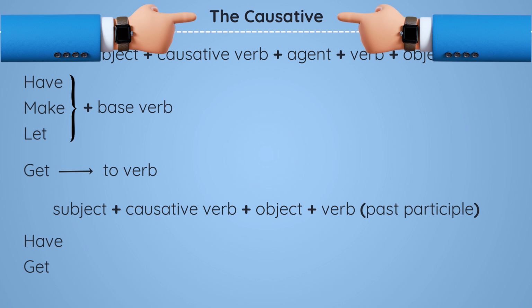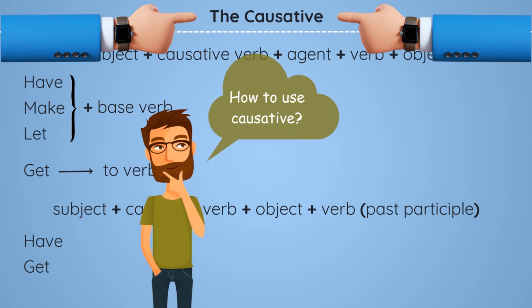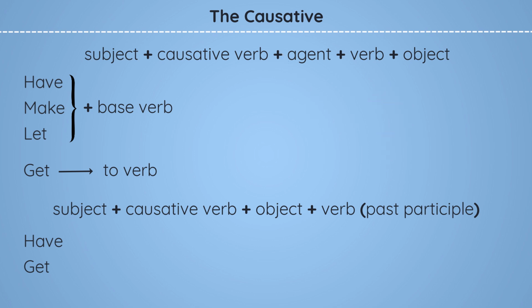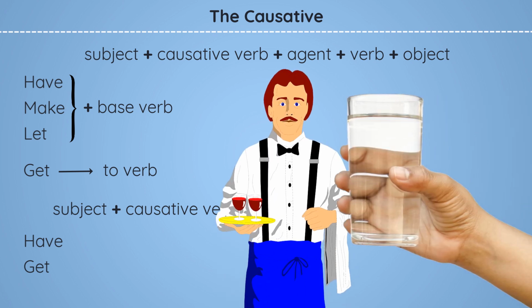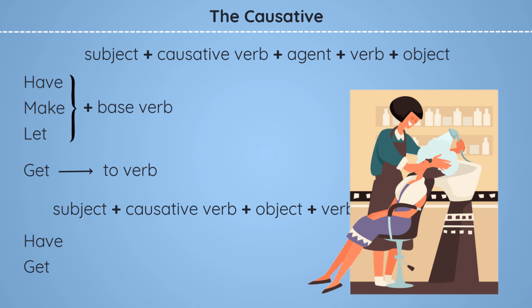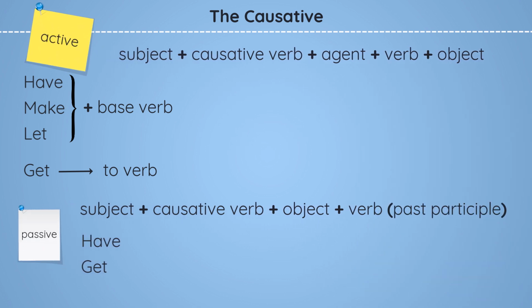Now, I get asked many times how to construct and use the causative structure. First of all, what is a causative? You're wondering. If you have someone do something for you, then you're using the causative voice. For example, if you have the waiter bring you a glass of water, this is a causative. If you have your hair cut, that is a causative. The difference, active and passive, we will look at that in a moment.